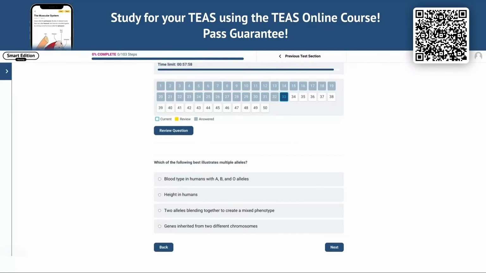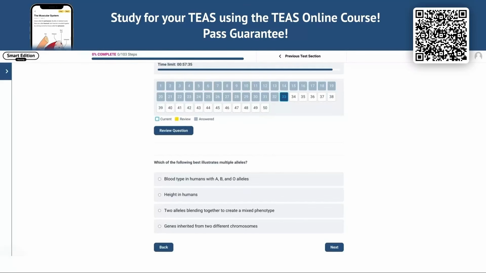Okay, the correct answer here is blood type in humans with A, B, and O alleles. The reason why answer A is correct is because multiple alleles means that there are more than 2 possible forms of a gene in a population.